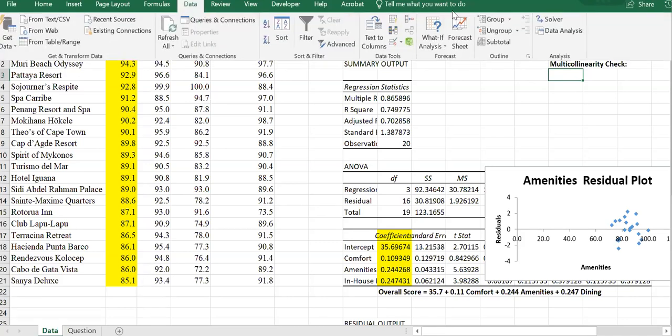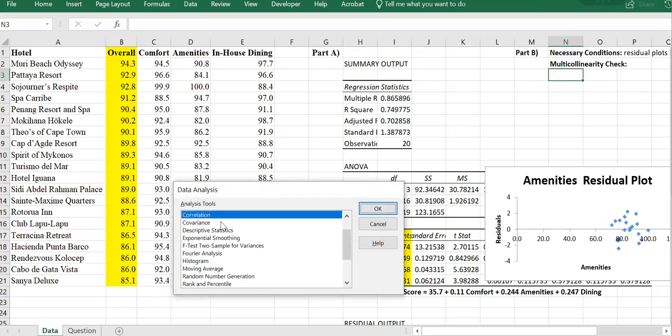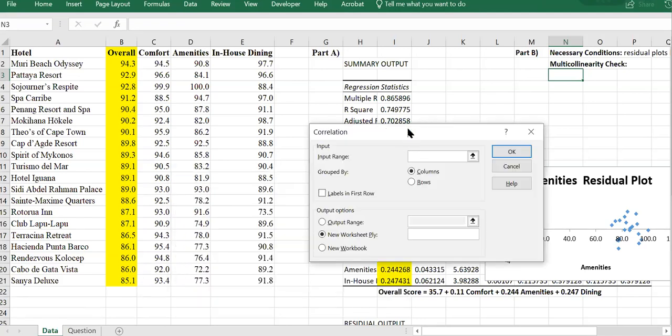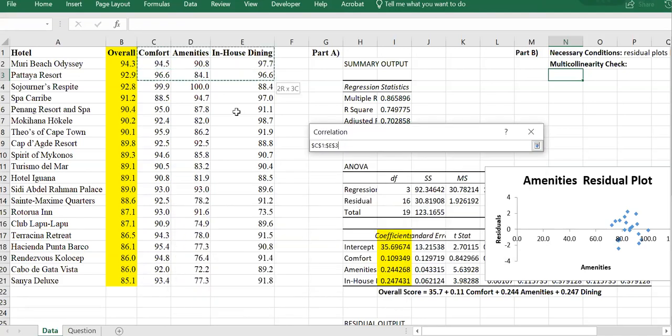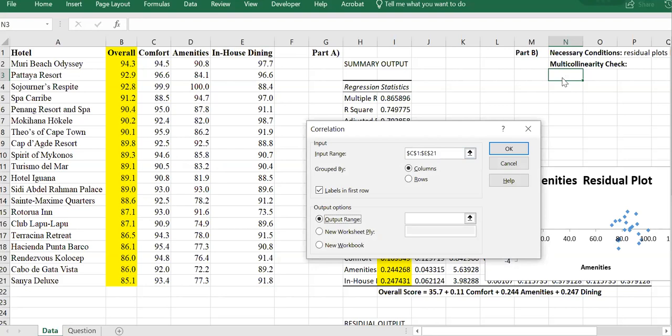For the correlation tool, you need to go to Data, Data Analysis, and Correlation. Here you just need to pick the 3 variables, select them, C1 to E21. They're grouped by columns, which means that each column represents a separate variable. Labels in the first row, that's perfect. And then I'm just going to put it right below the multicollinearity check here.